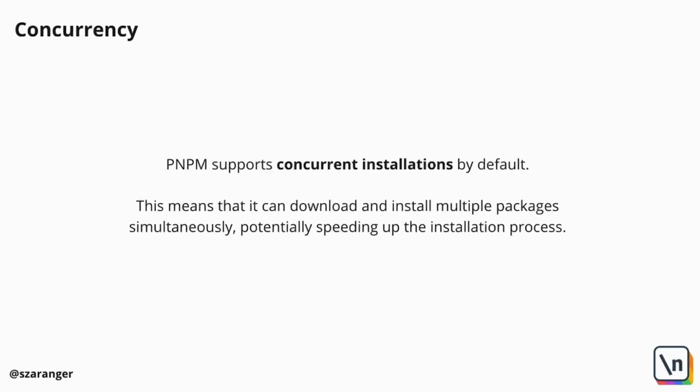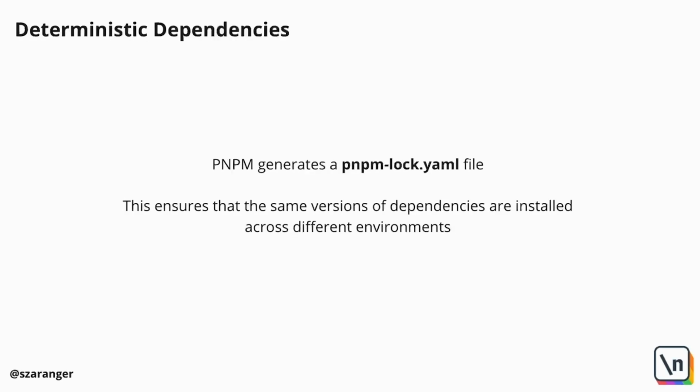PNPM supports concurrent installations by default. This means that it can download and install multiple packages, speeding up the installation speed. PNPM generates a PNPM lock YAML file, which is similar to package-lock JSON file with NPM or yarn lock file with Yarn. PNPM lock file helps to lock down the dependency versions. This ensures that the same versions of dependencies are installed across different environments.